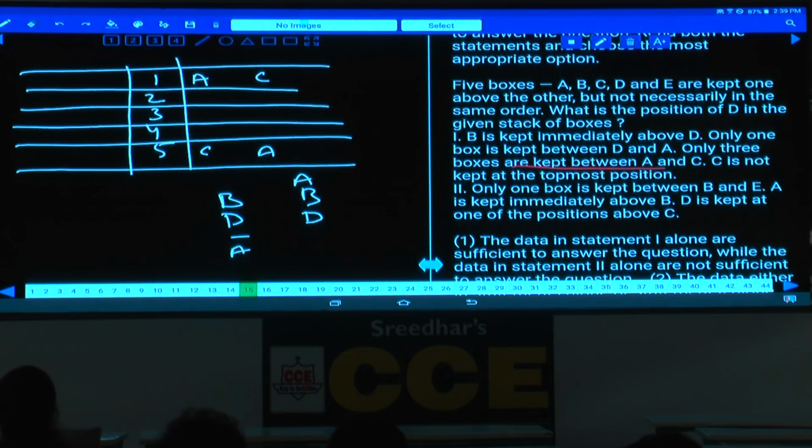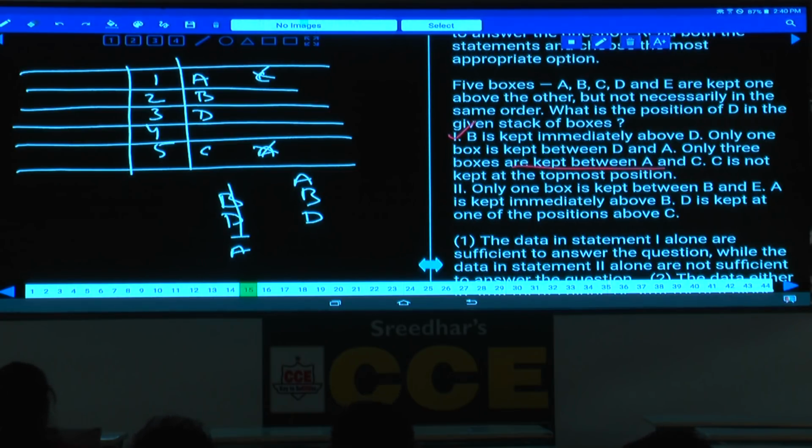C is not kept at the topmost. As C is not at the topmost, this is ruled out. And as A is at the top in the other case, this case is ruled out. Then A, B and D. What is the position of this D? Second from the top. Are you getting a unique answer or not? Hence which statement is required? One alone is sufficient to determine the answer. Then what about the next one here?